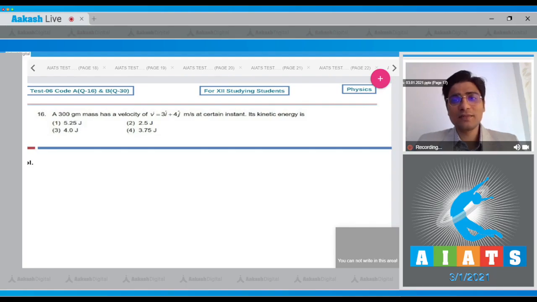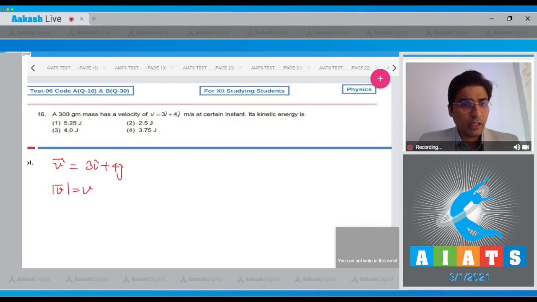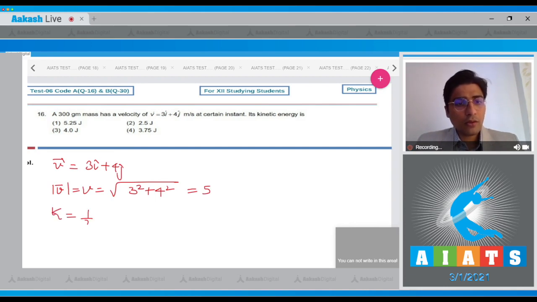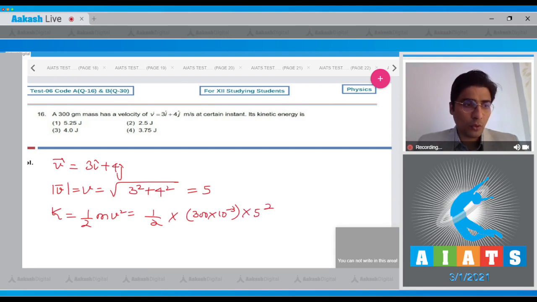Question number 16. In this question, a 300 gram mass has a velocity which is given at a certain instant. The kinetic energy has to be calculated. Dear student, the velocity is given as 3 i cap plus 4 j cap. The magnitude of velocity, that is the speed, will be equal to under root of 3 square plus 4 square, that is 5. The kinetic energy will be equal to half m v square, that is half into mass, that is 300 into 10 raised to the power minus 3 in SI units, that is kg, into 5 square.